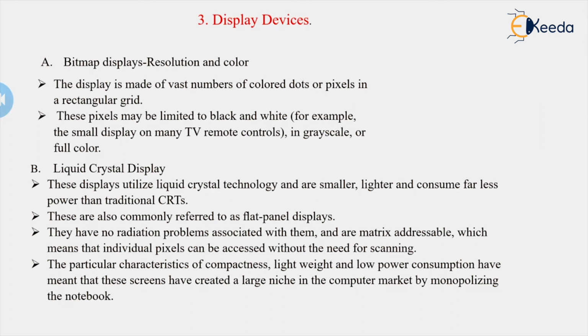Now, this is a display made up of a vast number of colored dots, or pixels, in a rectangular grid. These pixels may be limited to black and white, in the form of dots. They may also be limited, as I said, to gray or full color. Then you have LCD. Nowadays we use the LCD screen.